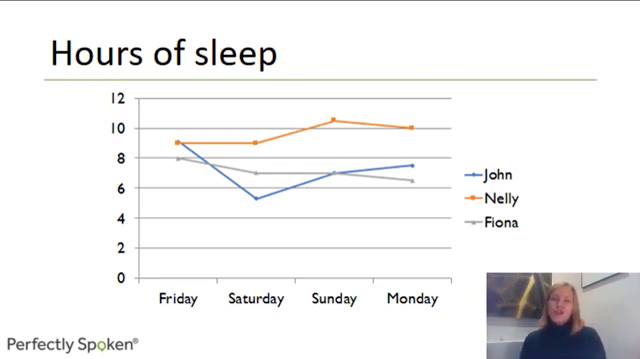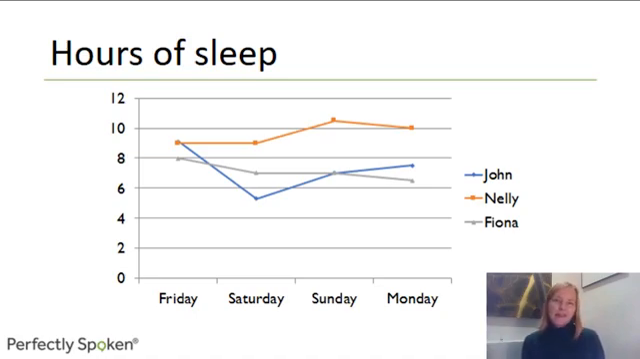Okay, and now Fiona. Fiona is the light purple line, and Fiona sleeps generally between 6 and 8 hours every night, probably a bit more on Fridays. Now, John, Nellie, and Fiona are in the same family.